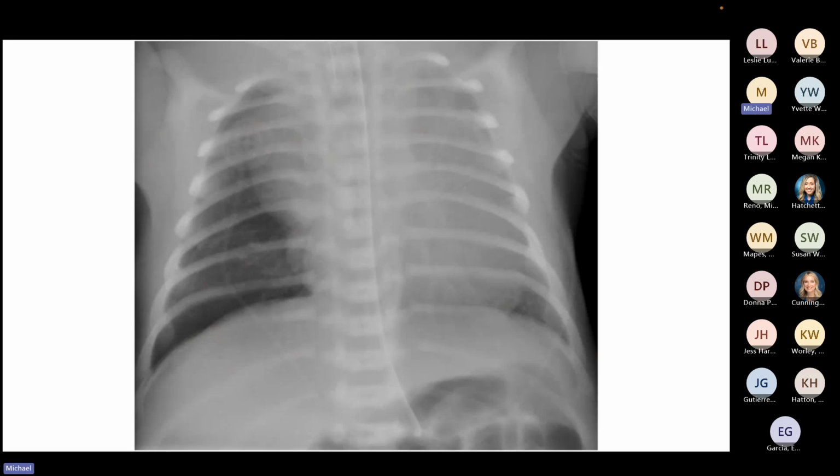And here, I threw this X-ray in because it's really subtle. There is a small right basilar pneumothorax on that base. And this baby in particular was completely asymptomatic. It was an incidental finding.